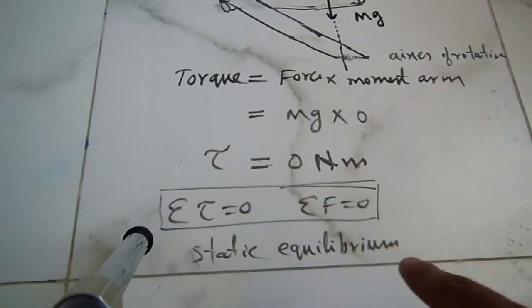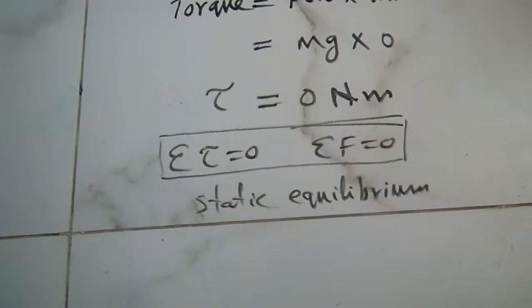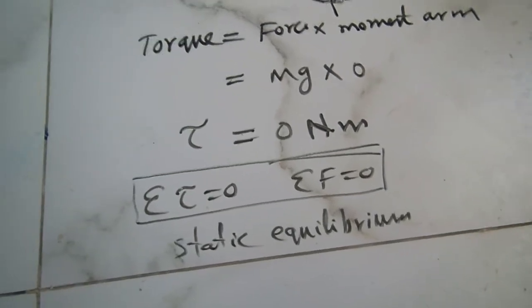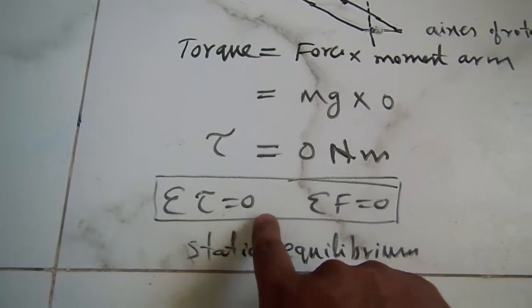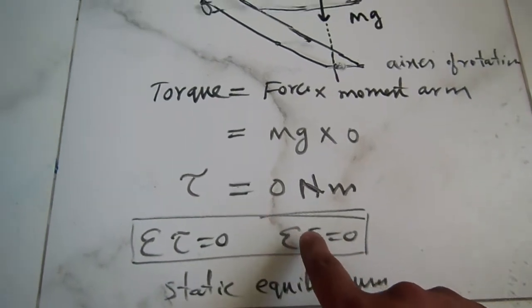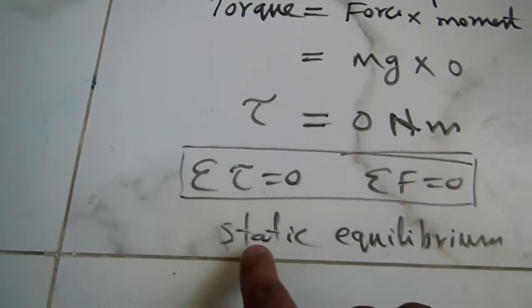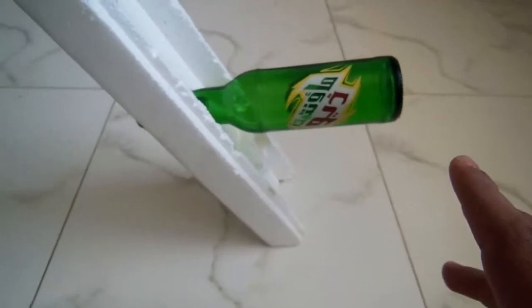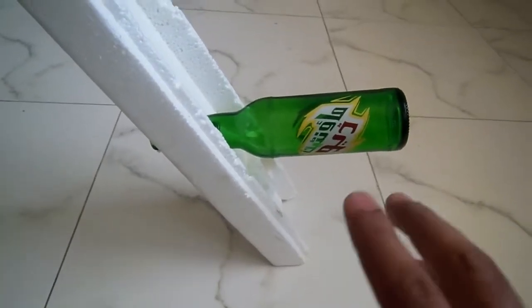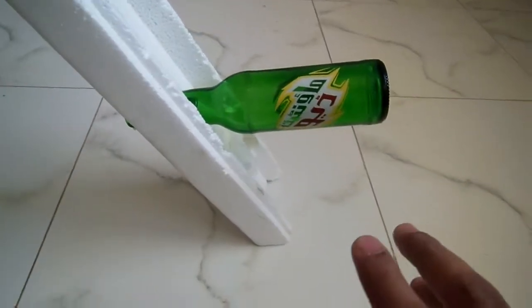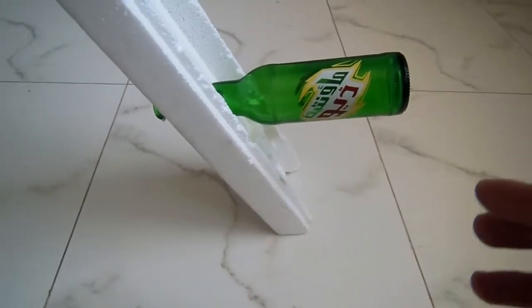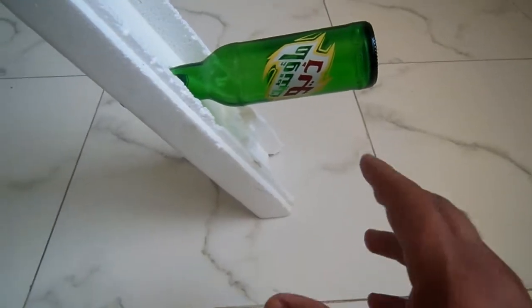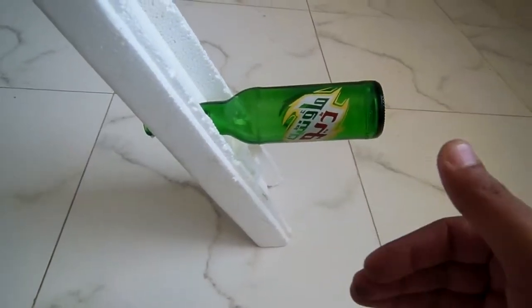In order to bring the body in equilibrium, the total torque must be equal to 0 and the total force must be equal to 0. As in this experiment the total force and the total torque are 0, the body is in static equilibrium. It looks like it's defying gravity, but it is actually according to the laws of physics. We can see it is not defying gravity, but it's according to the laws of physics.